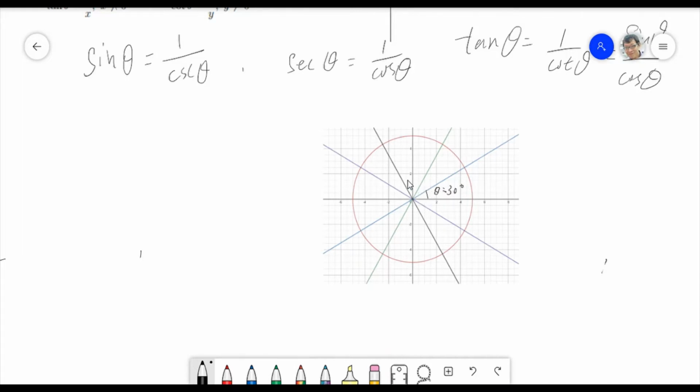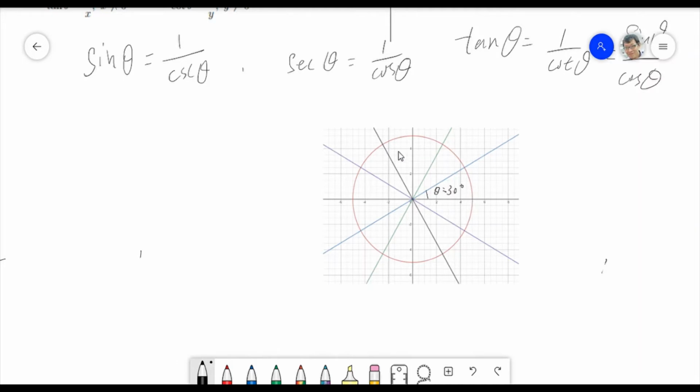If we go to the black line, we can say 120. And here it's 150. Come here, 180. Then 180 plus 30 is 210, and here is 240. Here is 270, and then here is 300. This is 330, then 360.